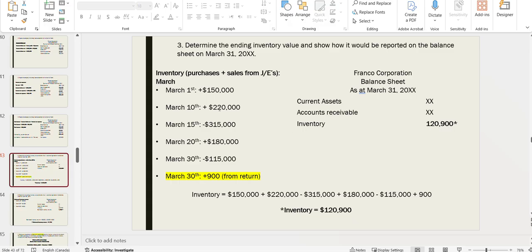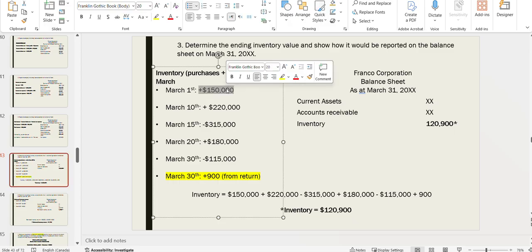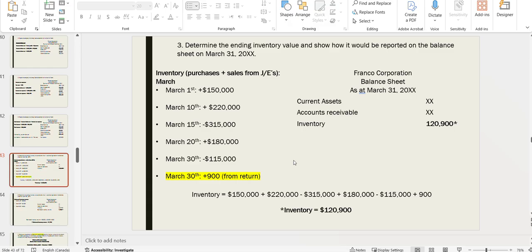So you can have a summary of your purchases and sales here. Positive numbers show your purchases and negative numbers show your sales. So your purchases show an increase in inventory and your sales show a decrease in your inventory. And returns show an increase in your inventory. So your ending inventory is here. And you can report it right here, like this in your balance sheet.